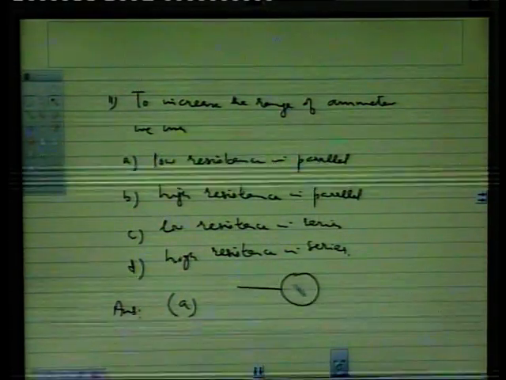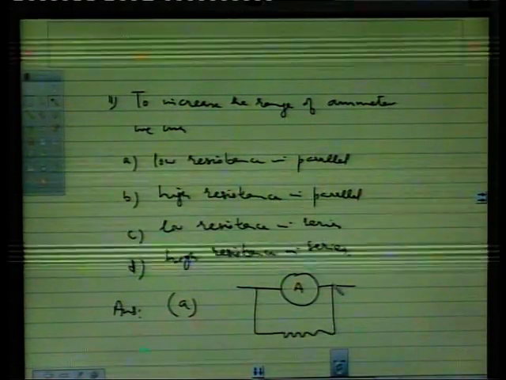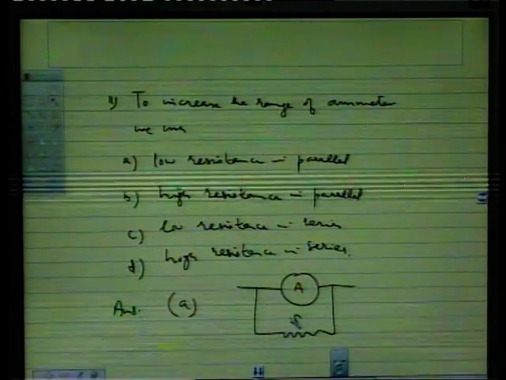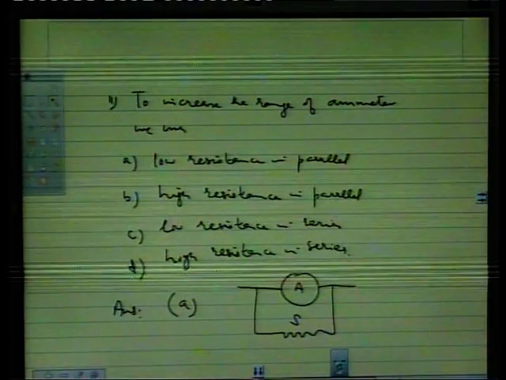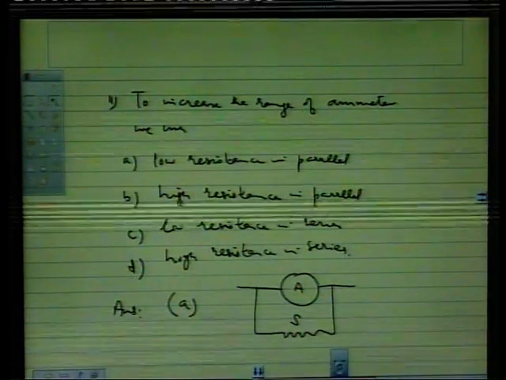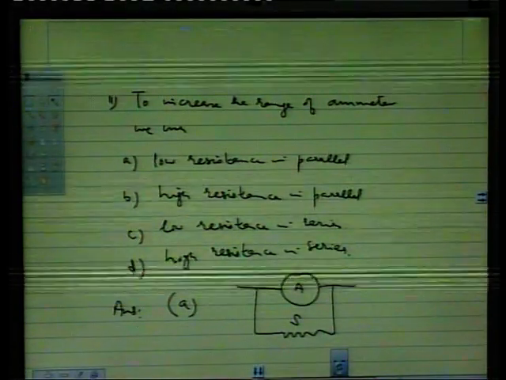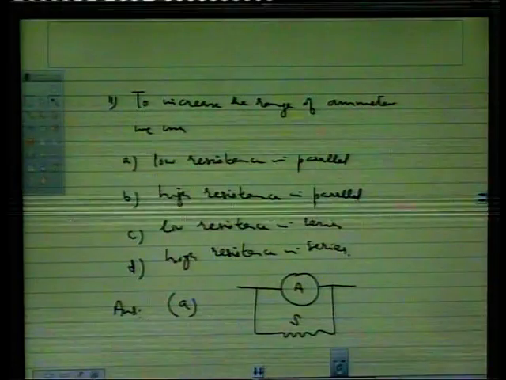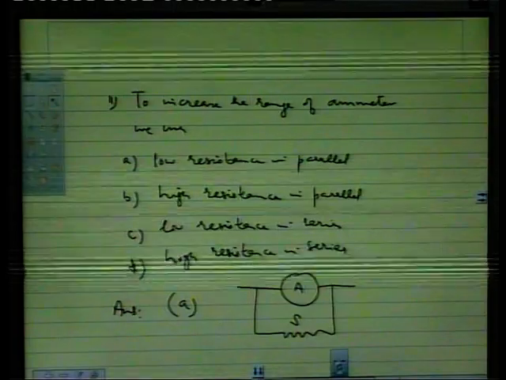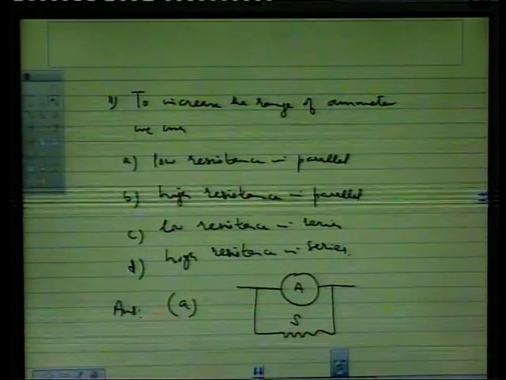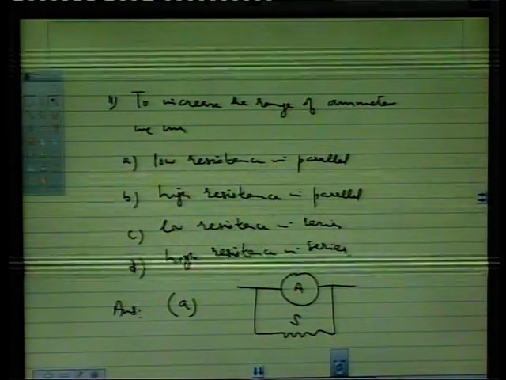The range of the ammeter will be increased, that is called shunt. The low resistance which is connected across the galvanometer or ammeter in parallel with it is called shunt. So, by connecting a shunt or low resistance in parallel, we can increase the range of the ammeter. And here you must also know how to convert galvanometer into ammeter or galvanometer into voltmeter. That is also very important.